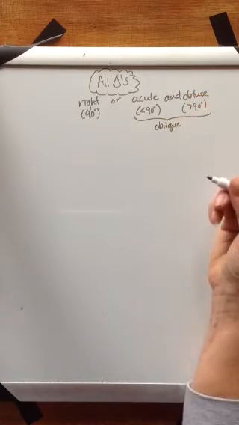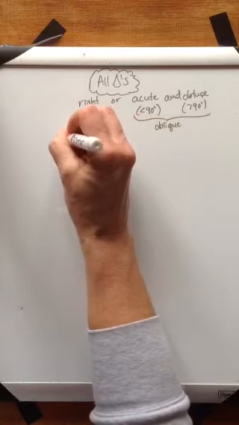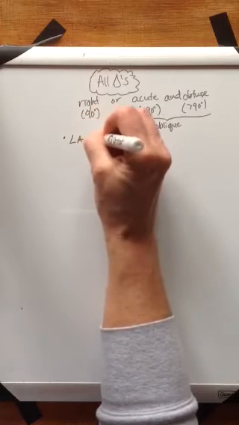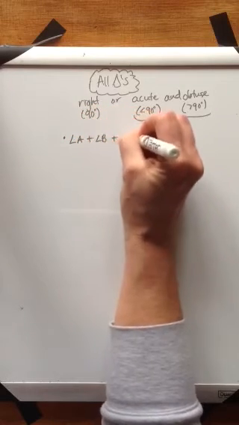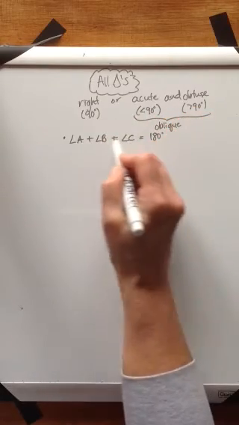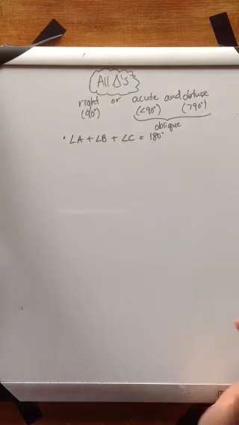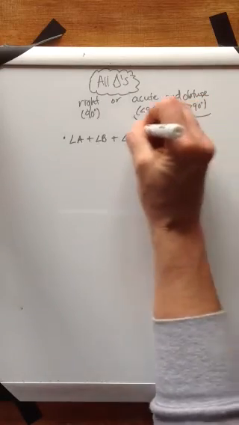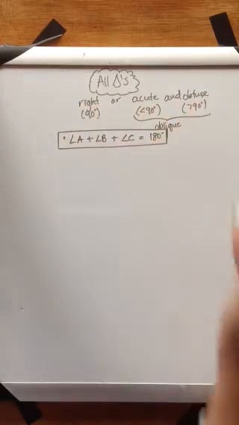We know that all triangles have this rule, that angle A plus angle B plus angle C is equal to 180 degrees, or whatever letter designations you have for the vertices of that triangle. So that is true for all triangles regardless of their type.